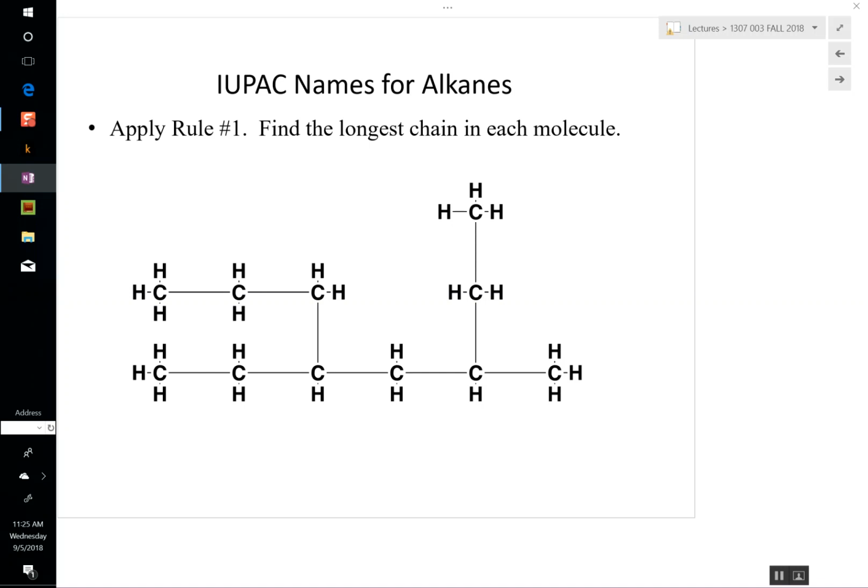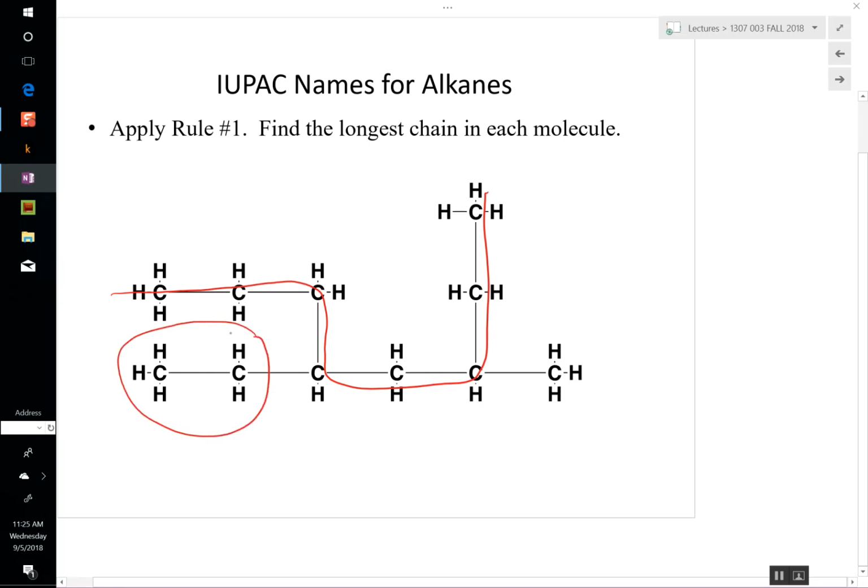Keep in mind that we have this as the longest chain, and it's 8 carbons long. And what have we ignored? We've ignored this. We haven't gotten to rules 2 and 3 yet, so we're ignoring that. But the longest continuous chain can bend and twist any which way you want. This is an octane, because there are 8 carbons in it.